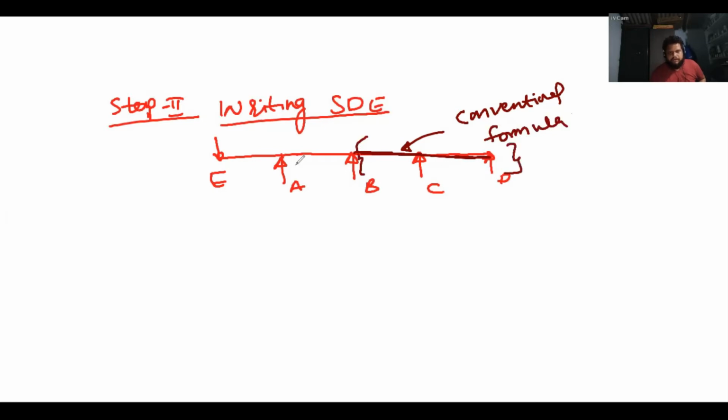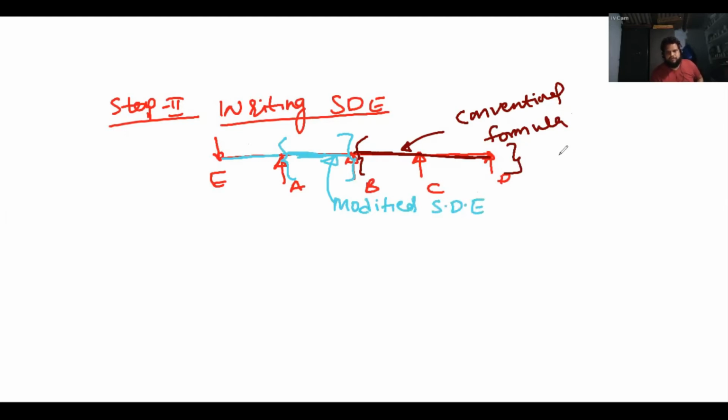But whatever the span that is adjacent to the overhanging portion, this span is very much adjacent to our overhanging portion. So for this span, you have to write our modified slope deflection equation. That is what you have to remember, modified slope deflection equations.